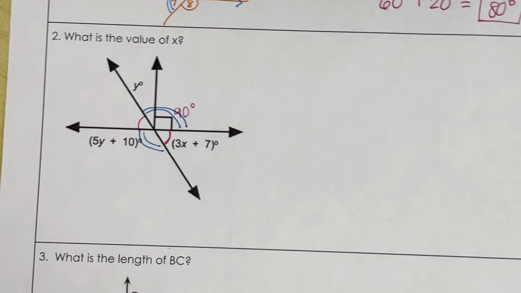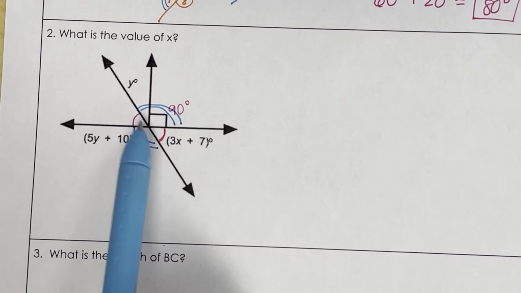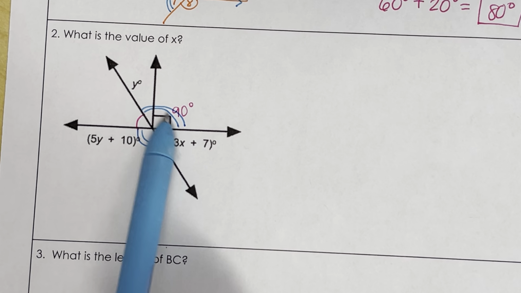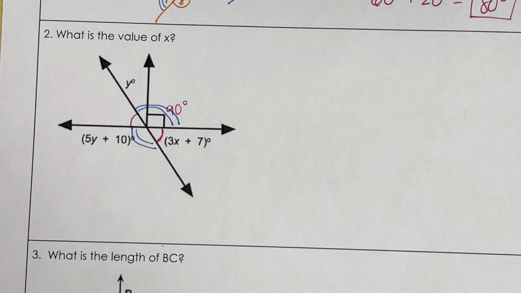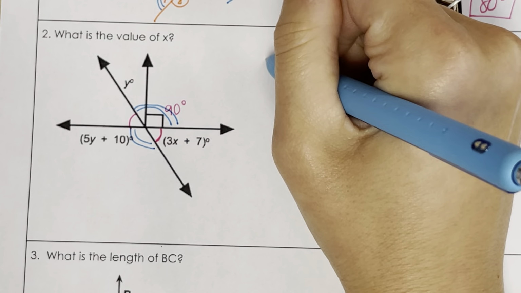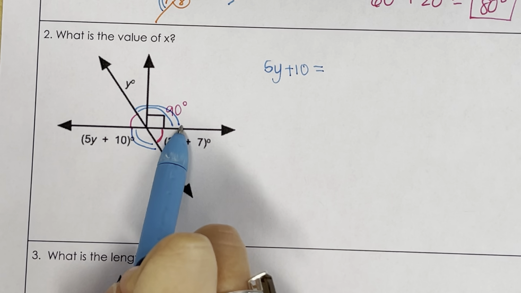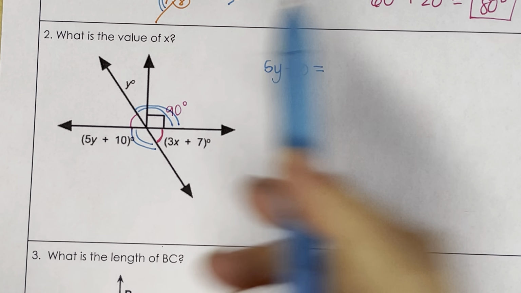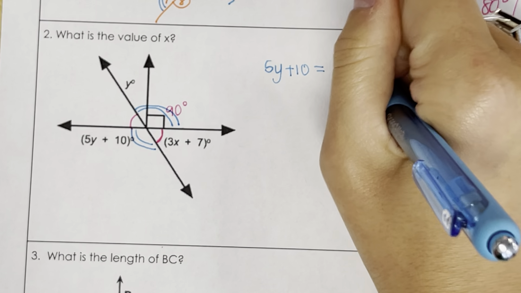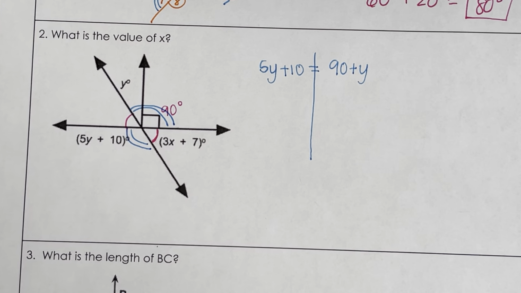Now I know vertical angles are congruent. So one of the things I already see here is that these two blue angles together, plus this angle over here, these ones are vertical angles, so they're congruent. So I can set them equal to each other since they're congruent. So I'm going to do 5y plus 10 equals, and then this whole angle. Well, this whole angle is y plus 90 degrees, or 90 plus y. Then I've got myself an algebra problem I'm going to solve for y.